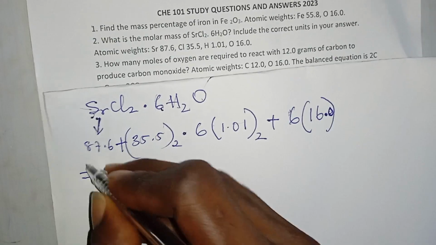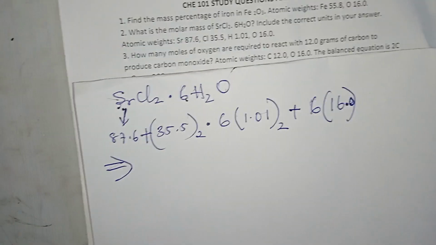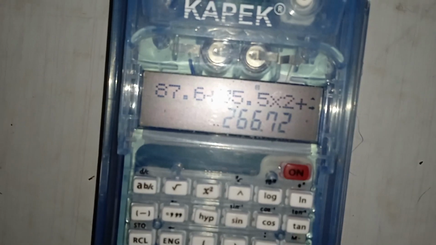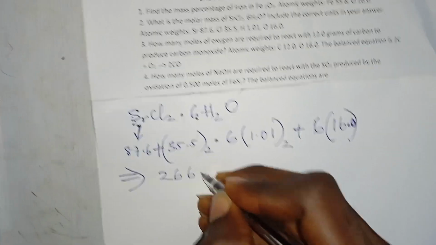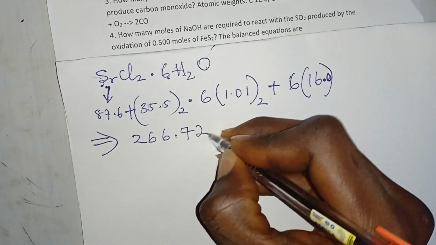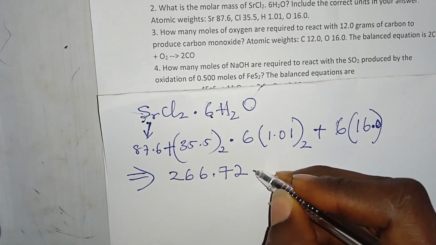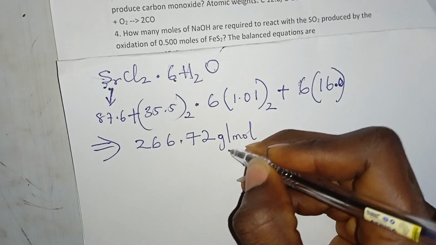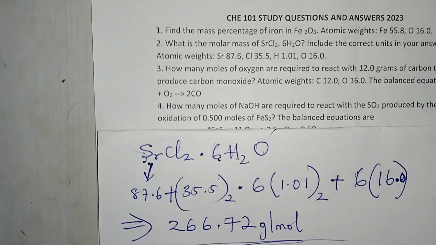So when you sum this up and punch this, you will get 266.72. And you know that you must include the correct unit. The unit of molar mass is gram per mole. So that is it for question 2. Let's move to question 3.